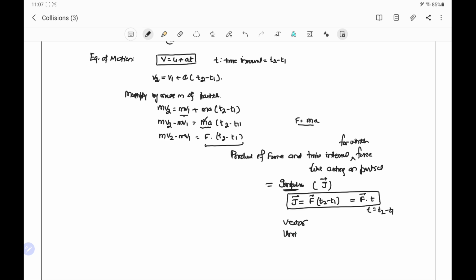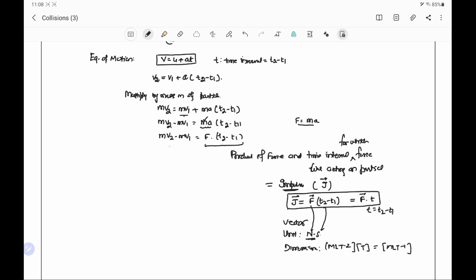Its unit is Newton second. The unit of force is Newton, and the time interval is in seconds, so it is Newton second. If we write its dimensions, the dimension of Newton is M L T to the power minus 2, and second is time, so the dimensions will be M L T to the power minus 1. So this is about the impulse.